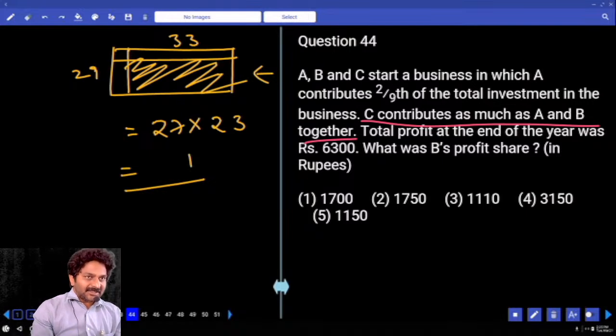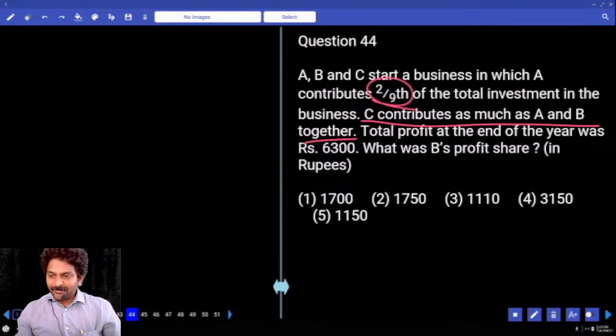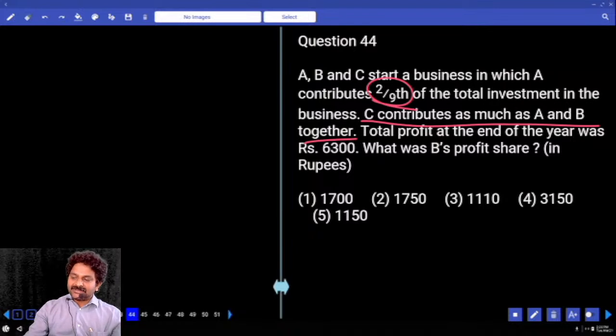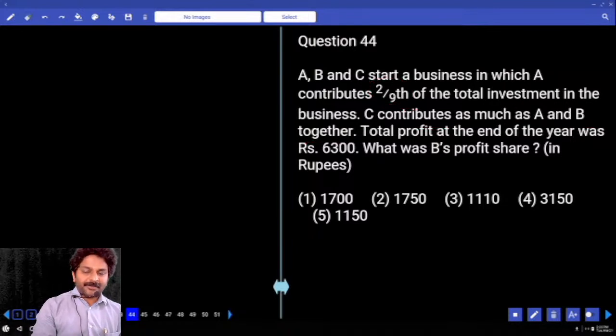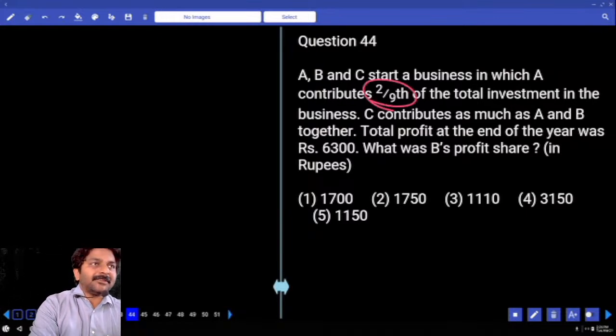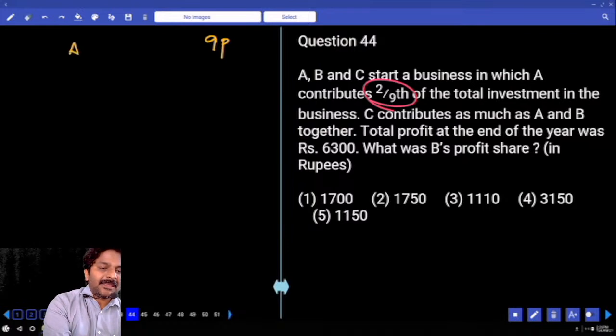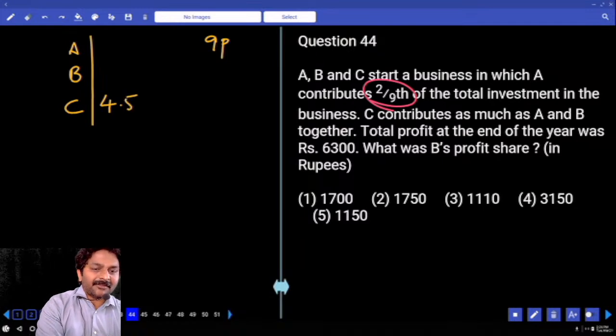Whenever you have a condition like this, C gets half of the total, A gets 2/9. The total profit at the end of the year was 6,300. What was B's profit? Now A is getting 2/9 of the profit, 2/9 of the investment. What is the denominator? Assume total we have 9 parts. A, B, C. It is clear that C gets half of that, that is 4.5. A gets 2, then B gets 2.5. Can I also write it as 4, 5, 9, where the total is 18?